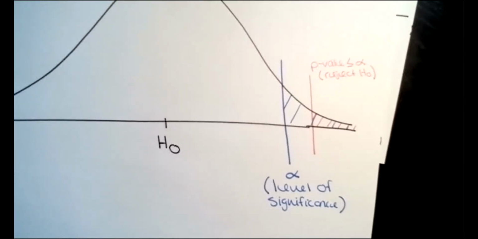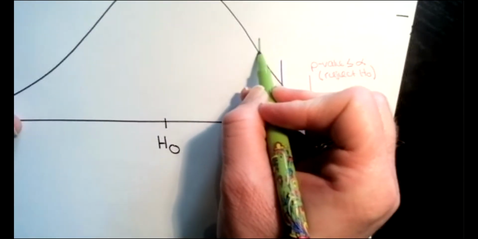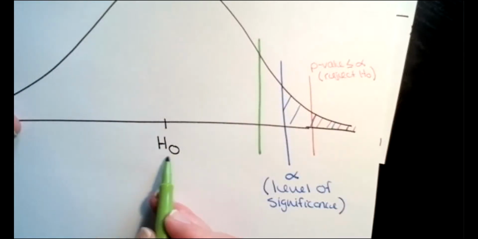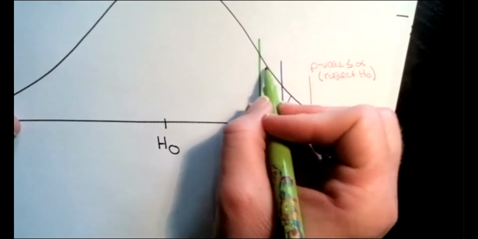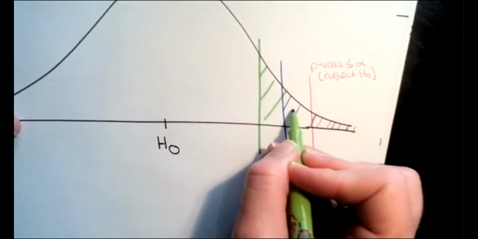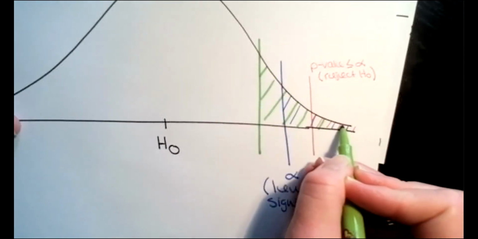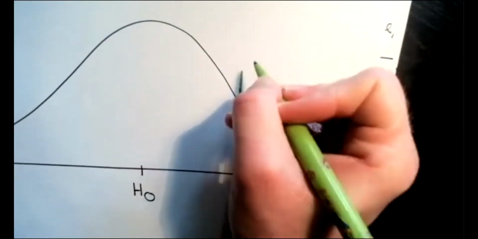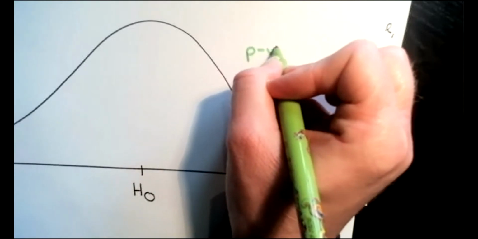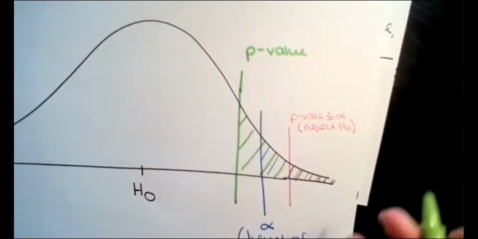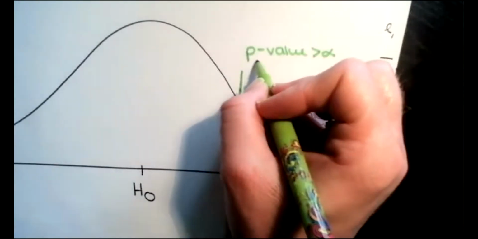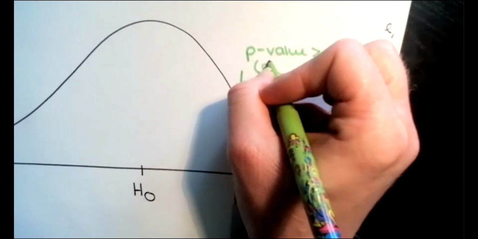Okay. Then the other situation is if my test statistic is over here, okay, further closer to the center than alpha, and the area that I'm calculating in the tail is all of this. And this would be my p-value that is greater than alpha, right? It's not less than alpha. So that means I do not reject.